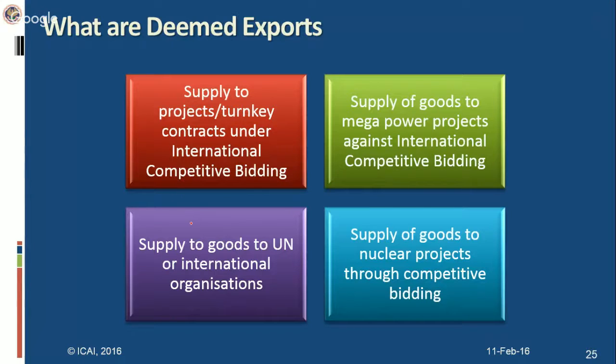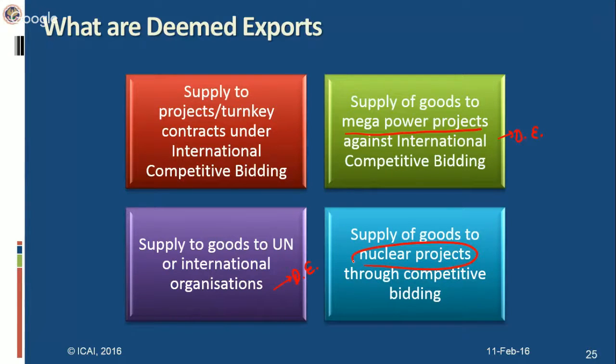Similarly, if we have supplied goods to mega power projects, again against international competitive bidding, that will also qualify as deemed exports. Any goods which are supplied to the United Nations or international organizations will also be deemed exports. And supply of goods to nuclear projects.